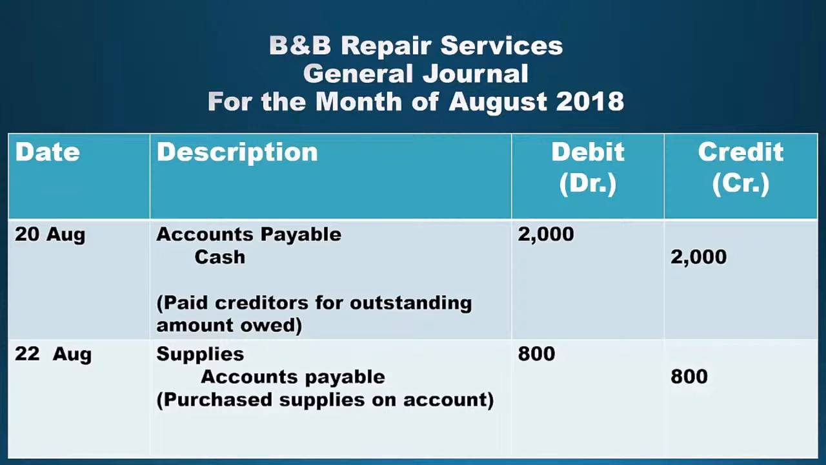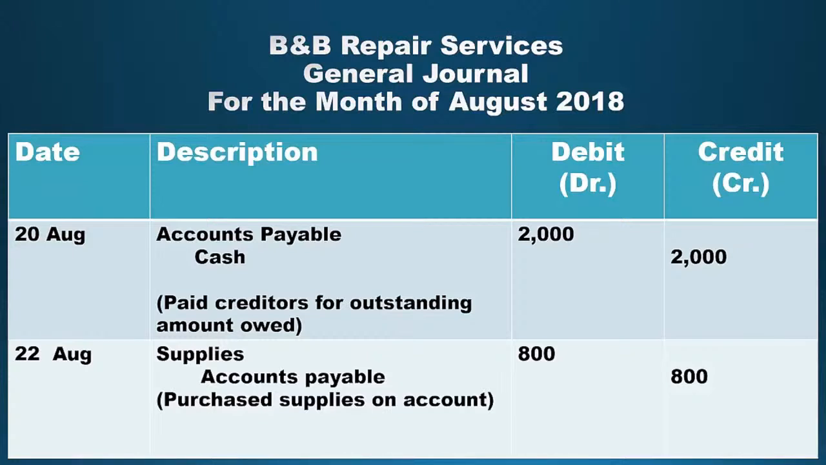Step 1. What happened? The company purchased $800 worth of supplies. They didn't pay cash at the time of purchase. Instead, the amount is owed to the supplier, meaning it was purchased on account. Step 2. Which accounts are affected? Supplies increases because the company is adding to its inventory of supplies. Accounts payable increases because the company now owes this amount to the supplier.